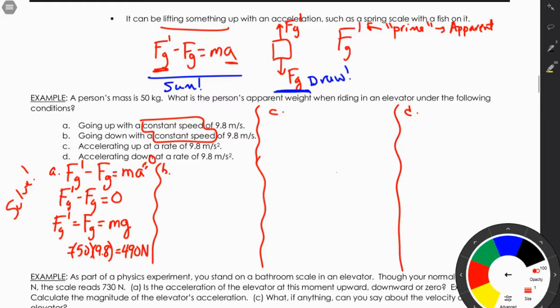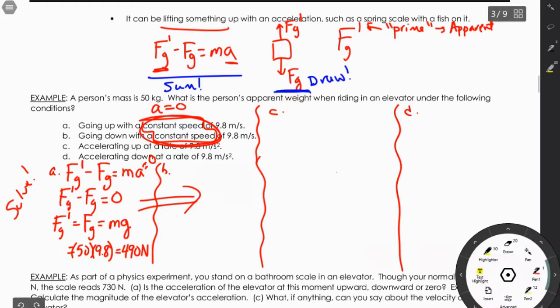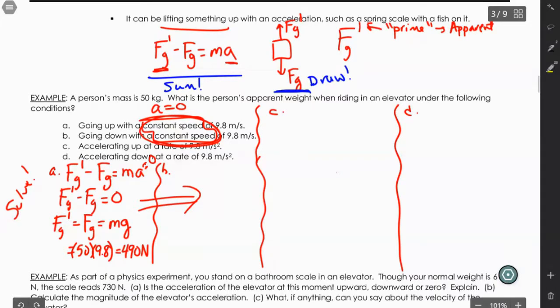Now, I'm going to be lazy. B is the same solution as part A, because it doesn't matter which way you're going when you have constant speed. Remember, constant speed means acceleration equals 0, which means when you sum it, you set it equal to 0, and it's the same thing throughout. I was hoping I could do a whole selection and copy and paste into part B.